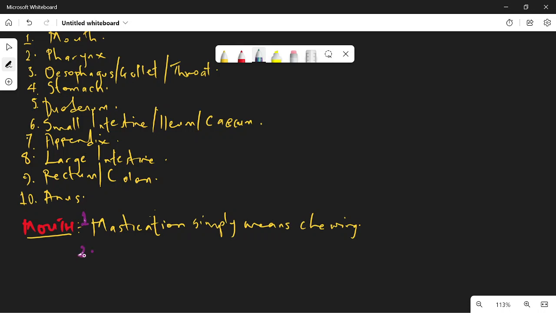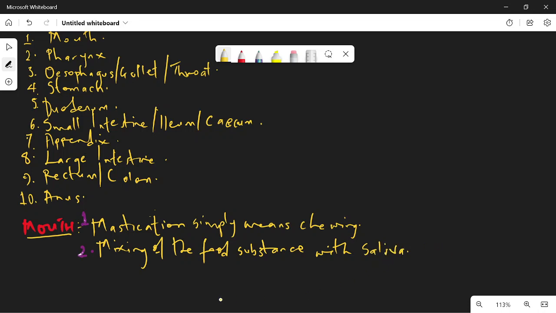And after that, we have the second thing that happens, but this is only in the starch. That is where saliva mixes with the food substance. The mixing of the food substance with saliva. Now, in the saliva, there is an active ingredient called ptyalin.